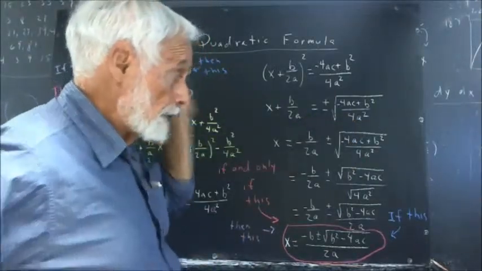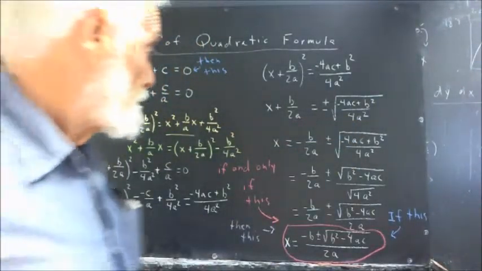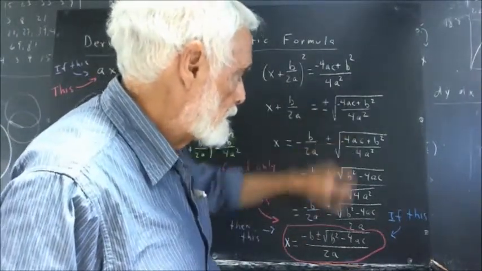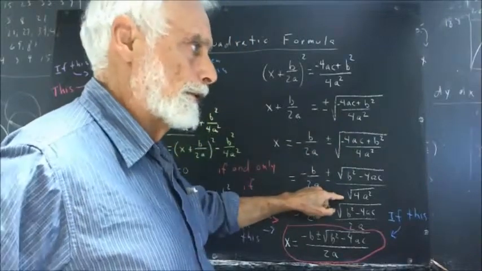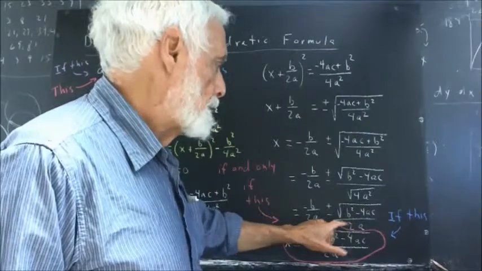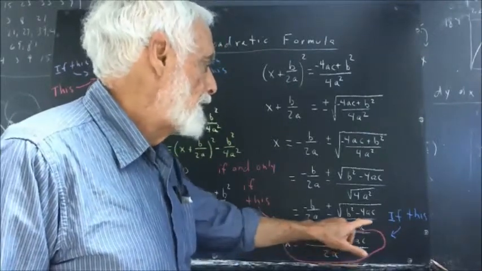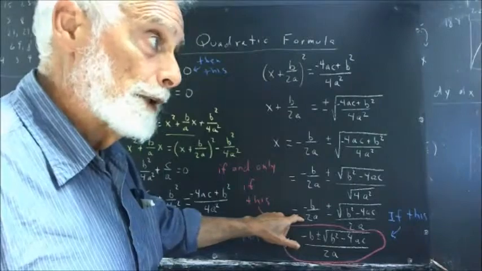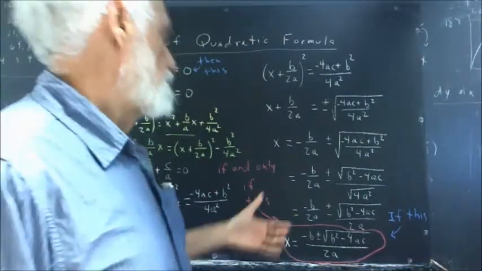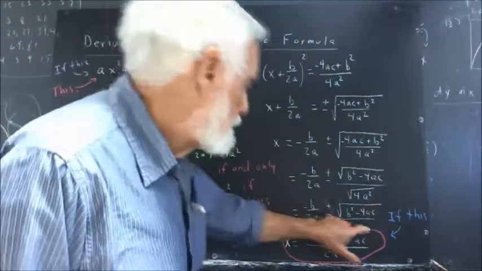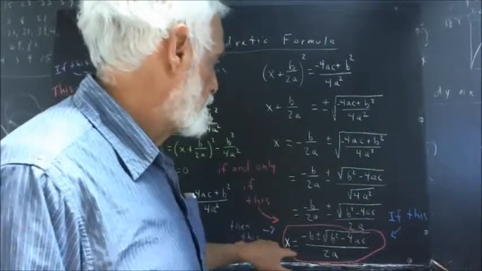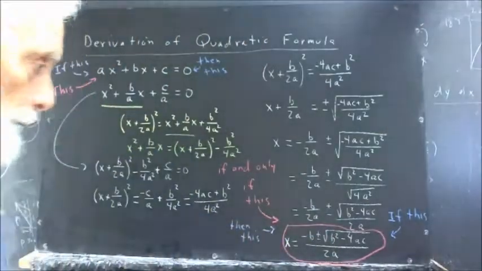I'm not going to read it to you. This is a very obvious rearrangement. And then expressing the square root of this fraction as the square root of the numerator over the square root of the denominator, we see that the square root of the denominator is the perfect square 2a. And now the denominator of this expression matches the denominator of this expression. And we can simply factor out the 1 over 2a, and we end up with this expression. And this is the standard quadratic formula.